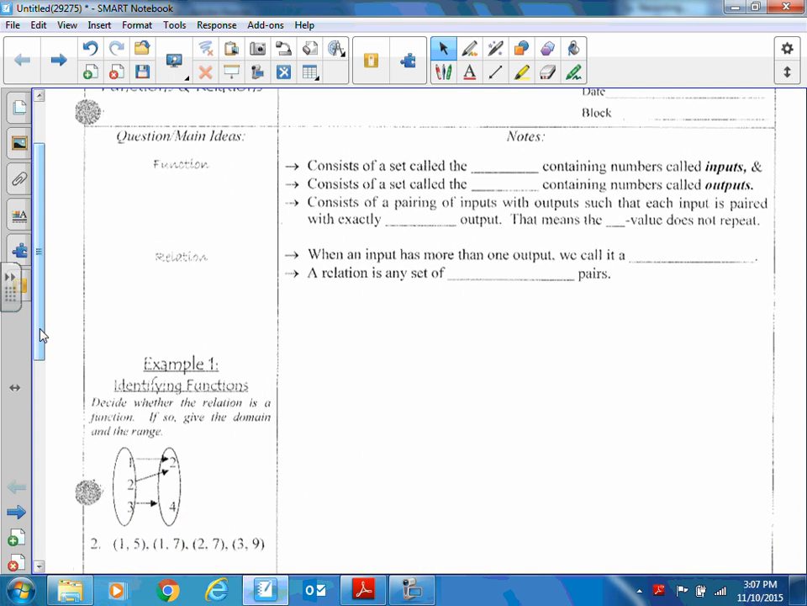So the first part, a function consists of a set called the domain. So we have the domain containing numbers called the input. So your input is going to be your domain. We can also call this our x. One way to remember that is in has in in the beginning and domain has in at the end. So your domain is your input.